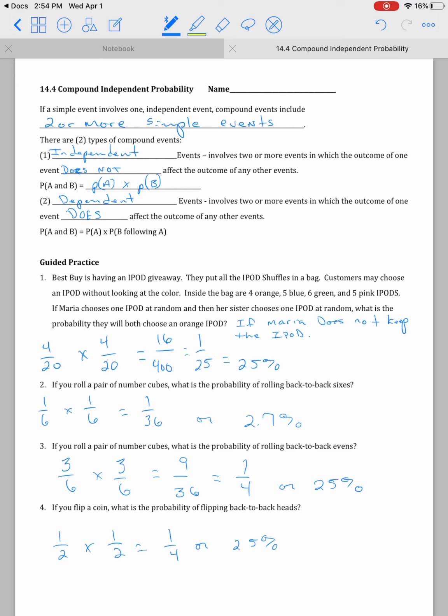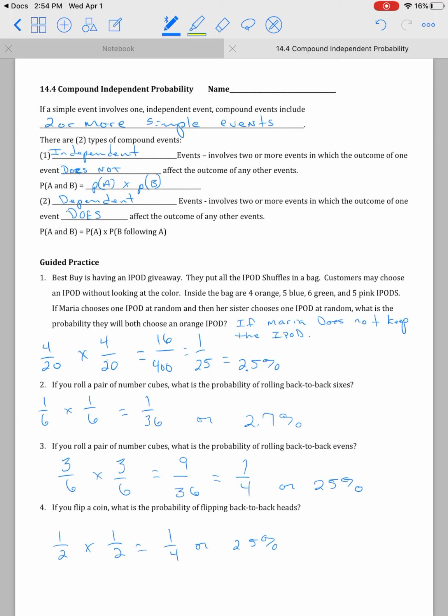If you roll a pair of number cubes, again, we're talking about dice, what's the probability of rolling back-to-back evens? And this up here should be number 3. There we go. Okay, now if you got a pair of number cubes, what's the probability of rolling back-to-back evens? Even numbers. Well, 1, 2, 3, 4, 5, and 6. How many are even? 2, 4, and 6. So 3 out of the 6 numbers on a dice are even numbers.